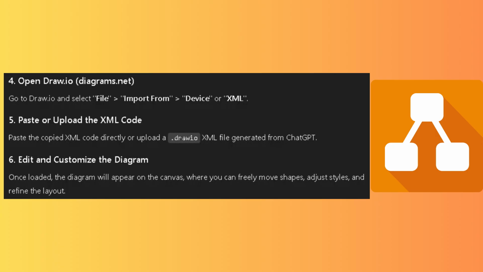Edit and customize the diagram. Once loaded, the diagram will appear on the canvas, where you can freely move shapes, adjust styles, and redefine the layout. Now you know how to automate Draw.io diagrams with ChatGPT.